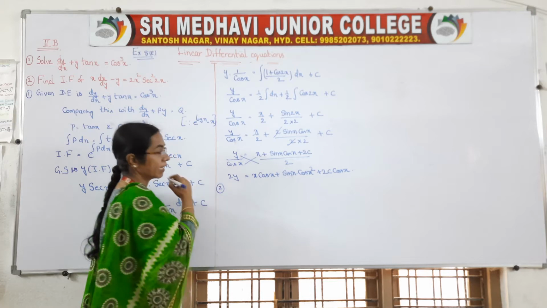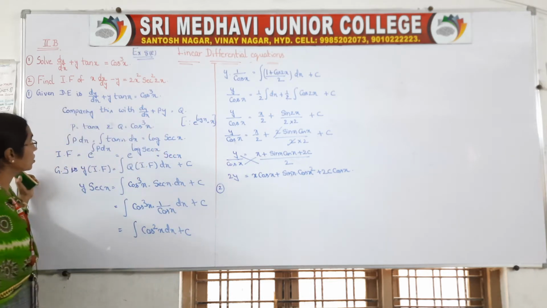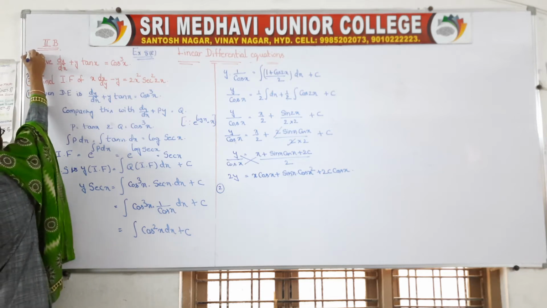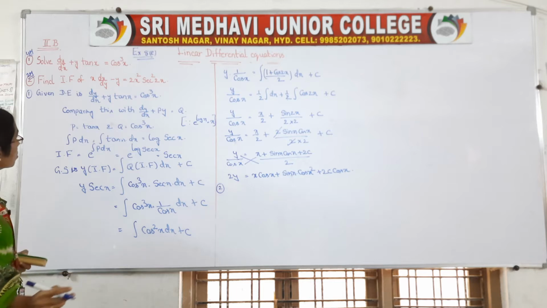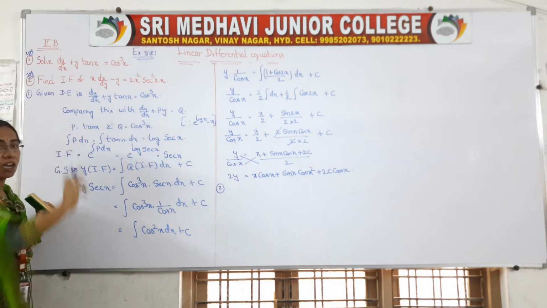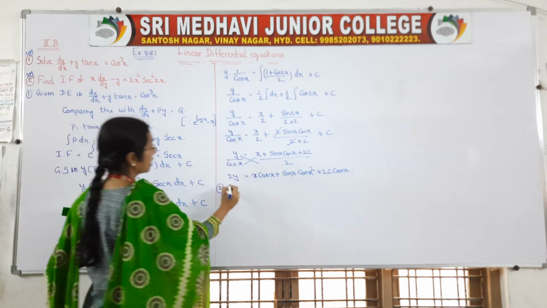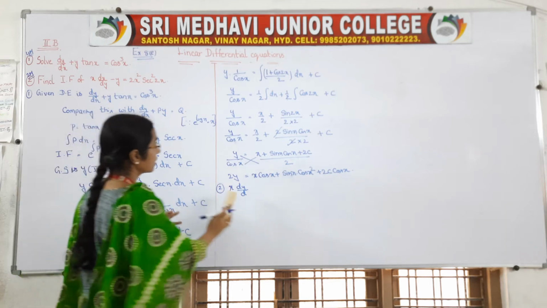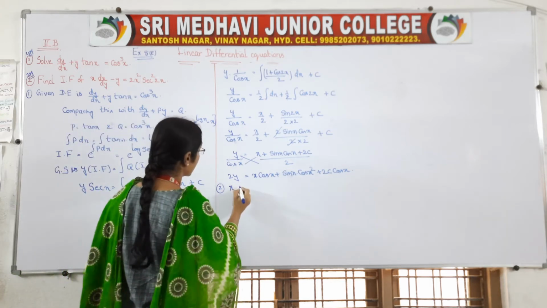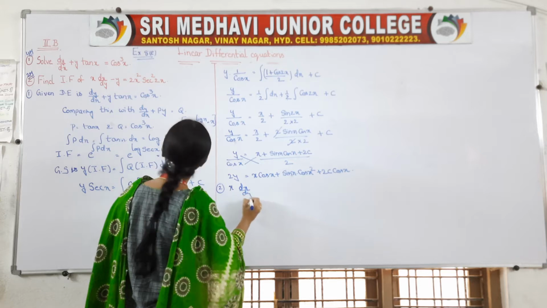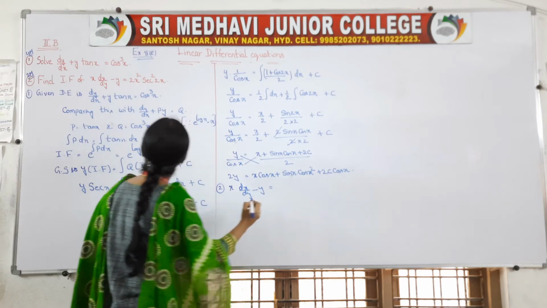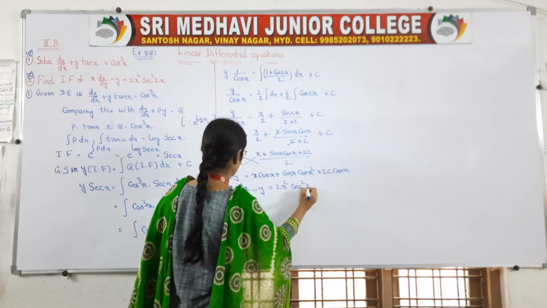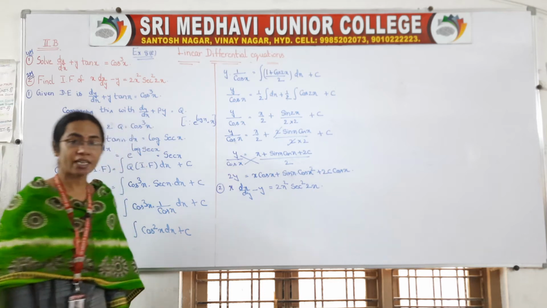Now come to the second question. What is the second question? This is a 2 marks question. Find the integrating factor of x dx by dy minus y is equal to 2x square secant square 2x. This is the given differential equation to you.